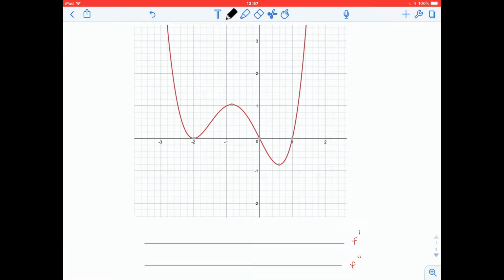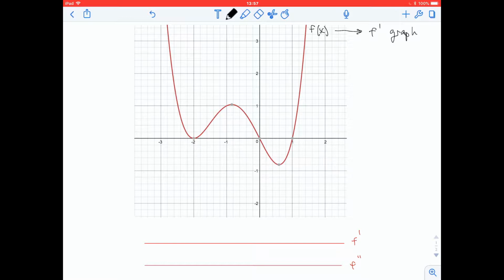Let's go through the process of making a sketch of the derivative of a graph. So let's say that the graph that we're given here is f of x, and we would like to draw the derivative graph f prime. The first thing we want to do is identify important features of the graph.